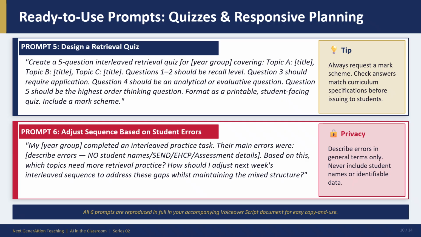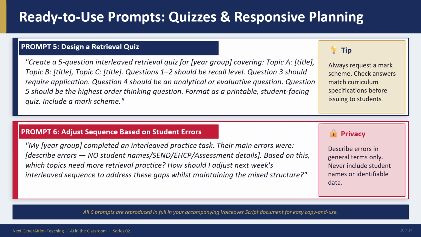Note that we specify the cognitive level of each question. This prevents AI from generating a set that is entirely recall-based, which would defeat the purpose of the higher order thinking we want interleaving to develop. And we ask for a mark scheme. Check the mark scheme against your specification before using it. This is a non-negotiable. And then prompt 6, the one most teachers overlook, but which is arguably the most powerful.